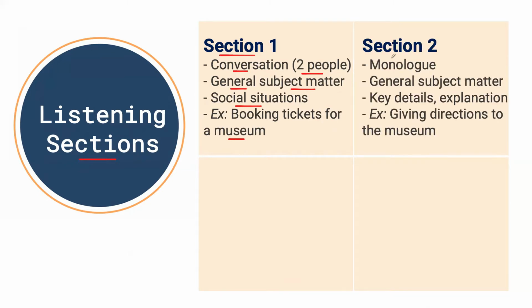Section 2, on the other hand, features a monologue. So only 1 person will be speaking. Again, though, they'll be speaking about a general subject matter, but here you'll have to listen for details and perhaps even an explanation on something. Again, it's going to be general, so an example could be giving directions to the museum. Okay, so that's section 1 and section 2. Both of these feature general subject matter.